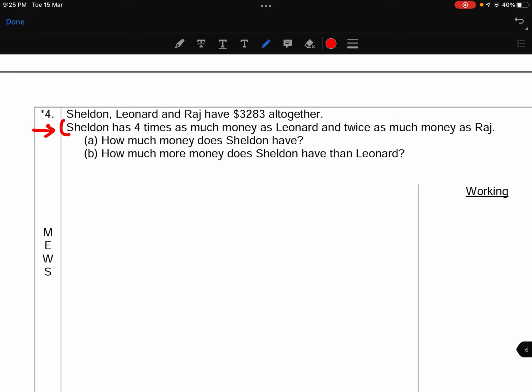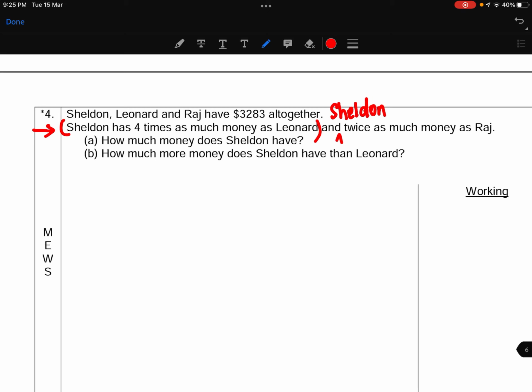The first sentence is Sheldon has 4 times as much money as Leonard, and twice as much money as Raj. So it actually means that Sheldon has 4 times as much money as Leonard, and Sheldon has twice as much money as Raj. The question is interpreted as 2 comparison sentences in one long sentence. They combined it all together, but technically it's the same concept.